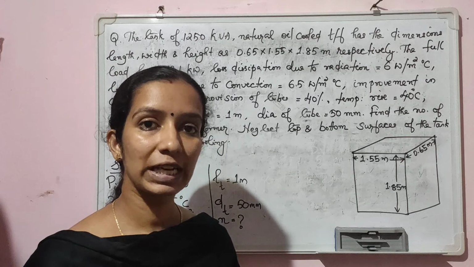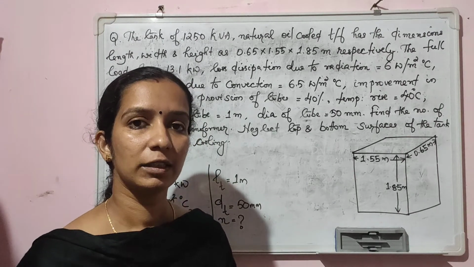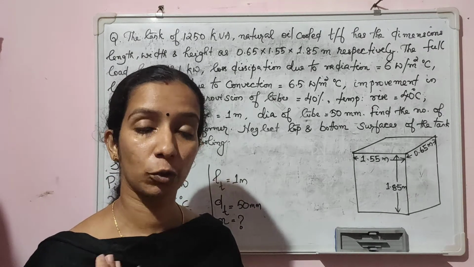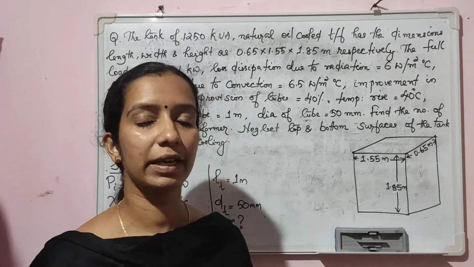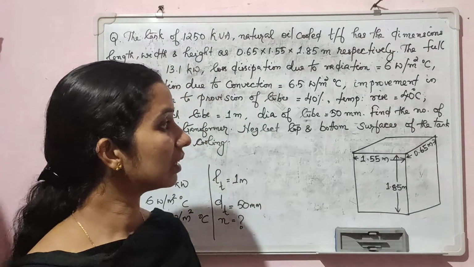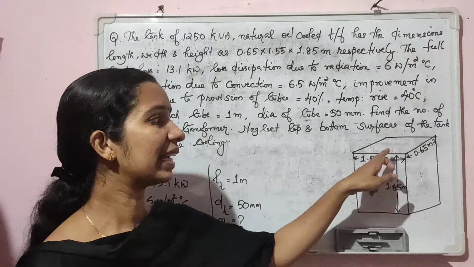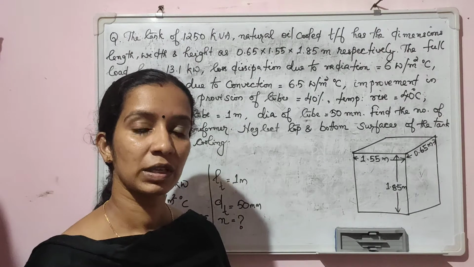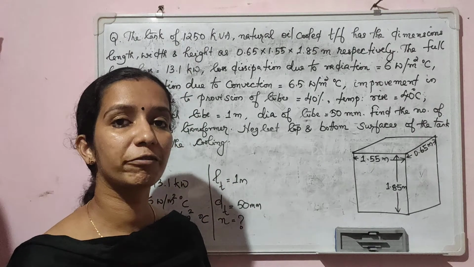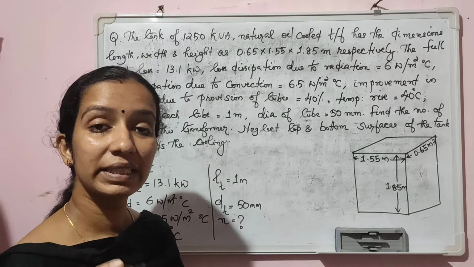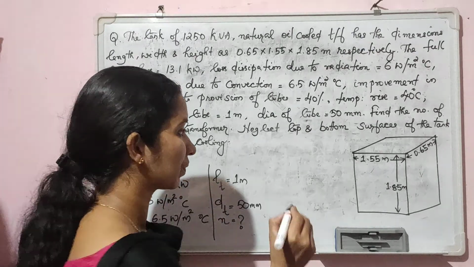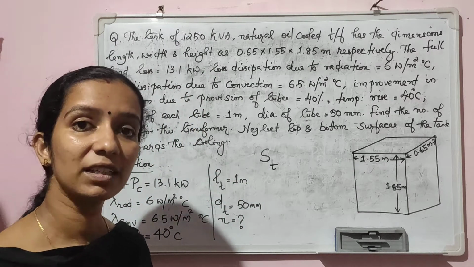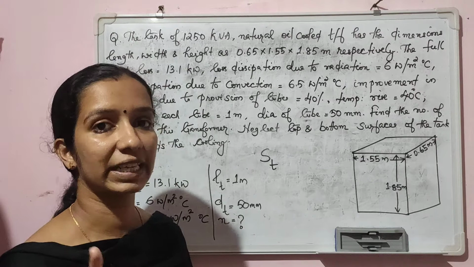If transformer oil is in contact with the top cover, we have to take the full area of the top cover, and if it is not in contact with the top cover, we have to take 1/2 of the area of the top cover. But here it is clearly specified that we can neglect both top as well as the bottom surfaces. So we have to consider only the 4 vertical sides. So while calculating the heat dissipating surface area, that is ST, we have to consider only the 4 vertical sides.